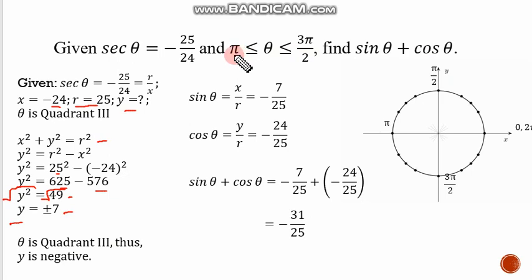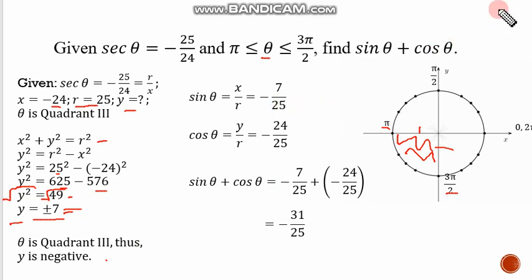Now, according to our condition, our angle is in between pi and 3 pi over 2. The pi is here, of course, and the 3 pi over 2 is 270 degrees. Therefore, our angle is in this quadrant. If it is in this quadrant, our x is negative and the y is also negative. Now, here our y is positive or negative 7. So let's leave the positive, because negative is our expected number. So negative 7, we will pick it for our y.